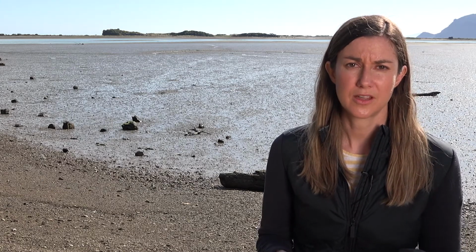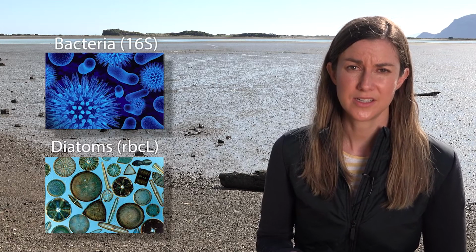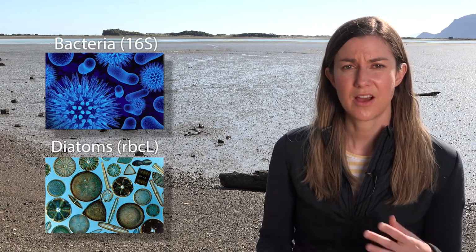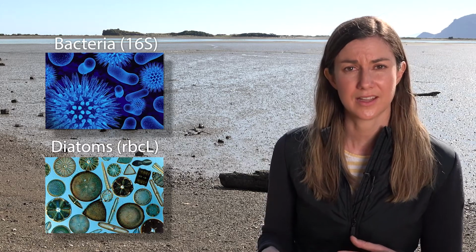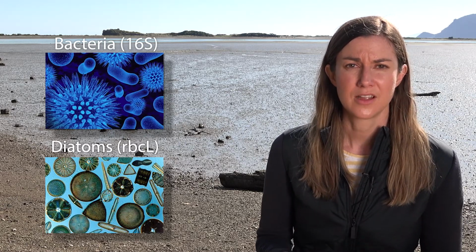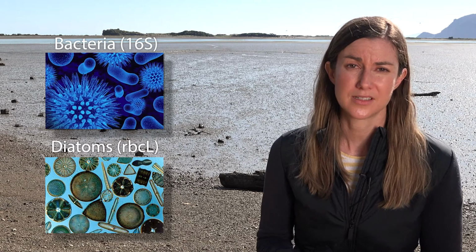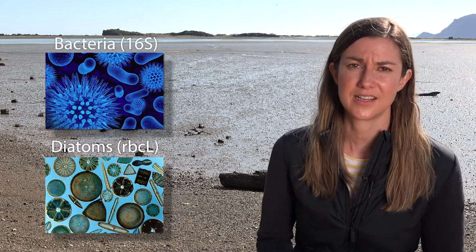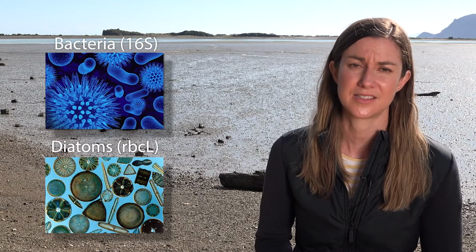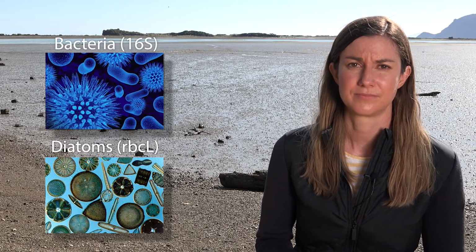We also wanted to look at bacteria and diatom communities, which because of their high turnover rates are expected to respond more quickly than macrofauna. So these could be good early warning signals of disturbance. And we used 16S and Rubisco as markers to target these communities.